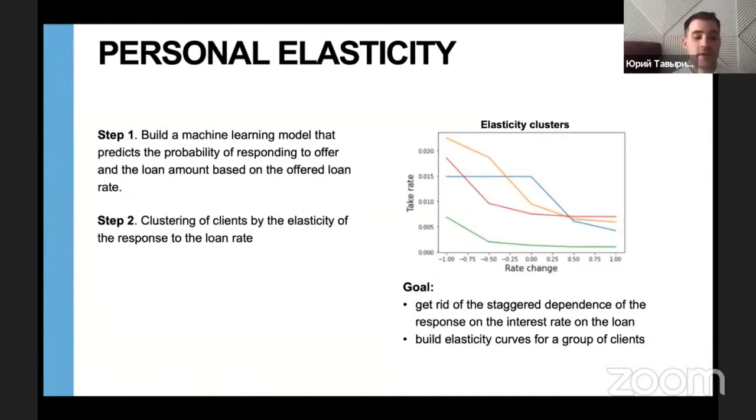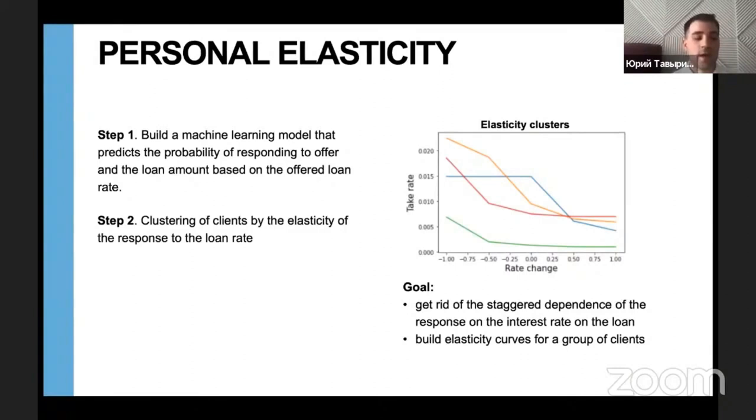The clustering metric at this stage doesn't greatly affect the result. The main thing is to choose the right metric between two elasticity curves. In this case, we choose a cosine measure, which seems to be the most logical solution.